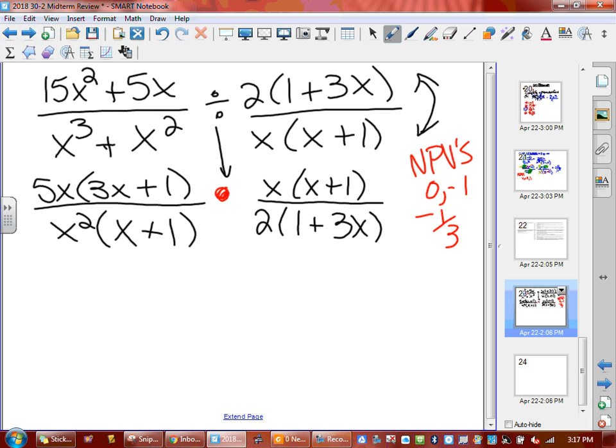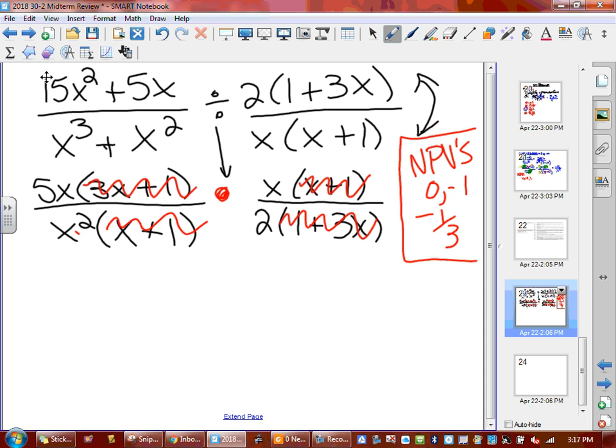Okay, what's this guy over here? -1, 0. Okay, you already have those guys. So we've got our non-permissibles. Now we start crossing stuff off. So I can cross off my x plus 1. I can cross off the 3x plus 1. It's written backwards, but that's okay because the signs still match. They're both still positive, so that's okay. So we can take this guy with this guy.